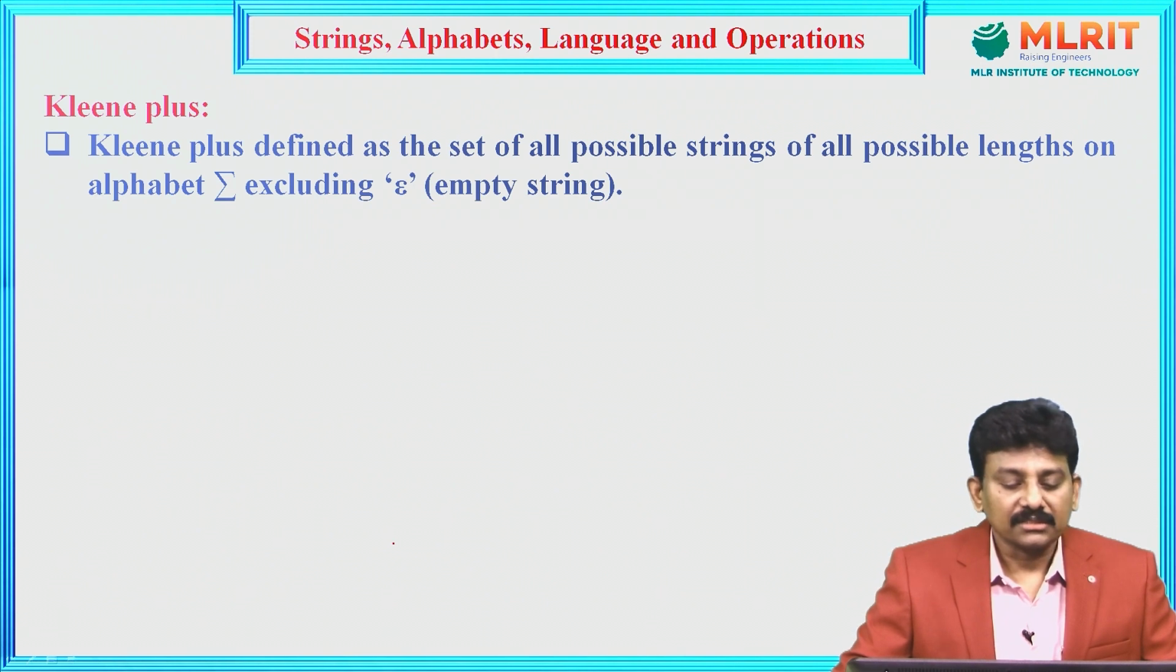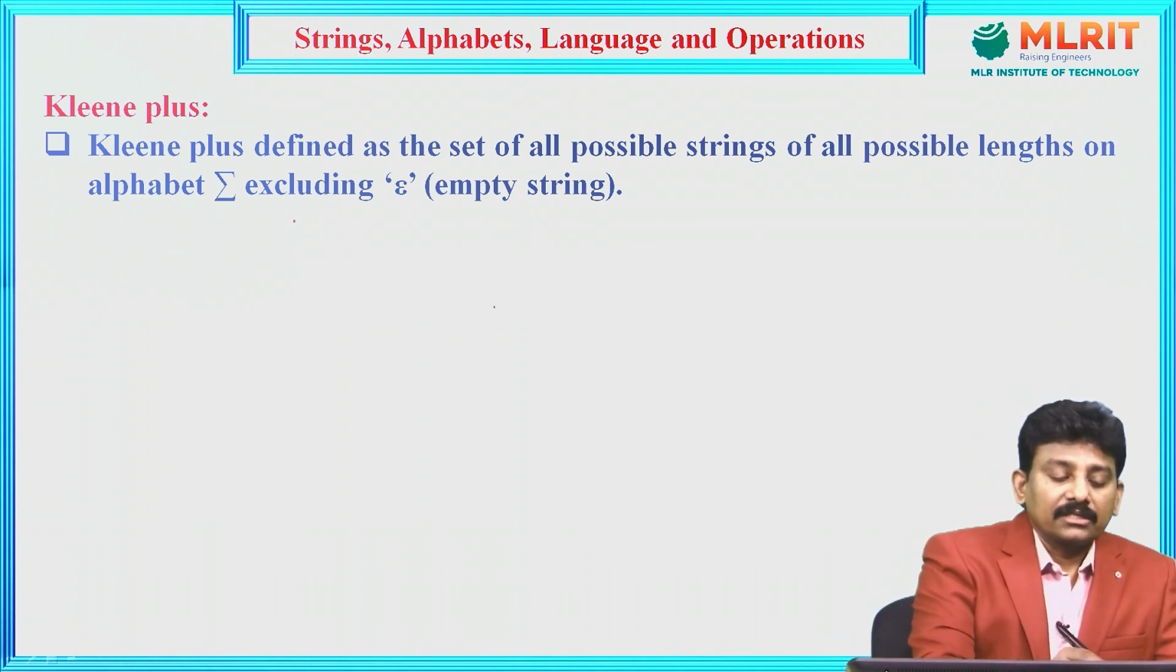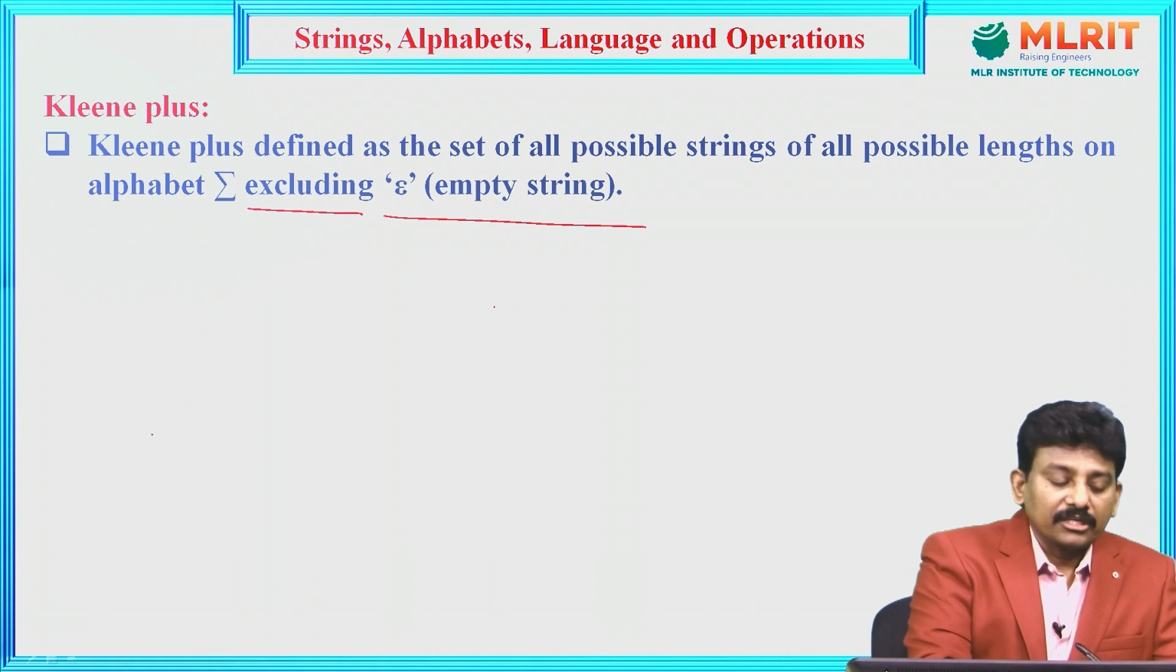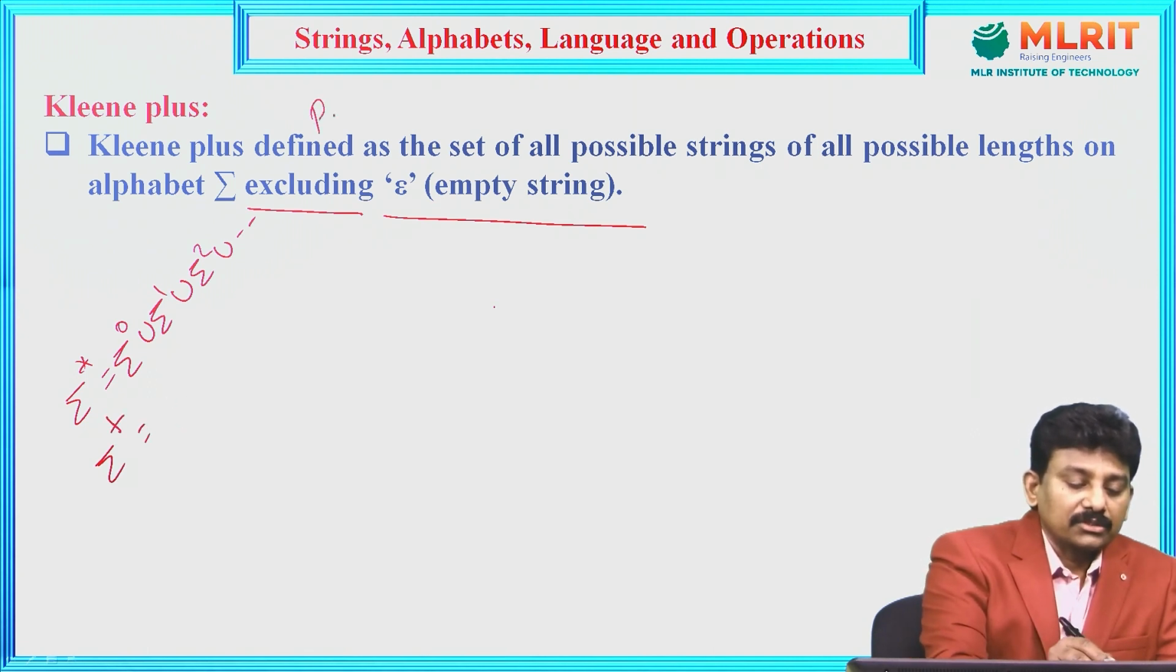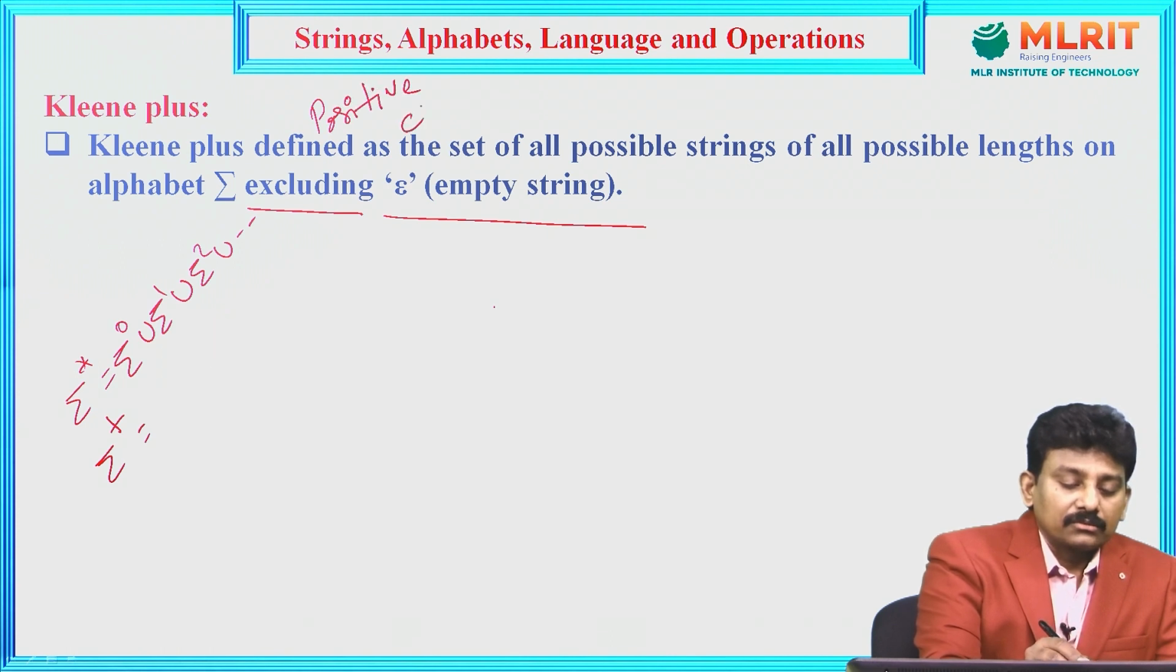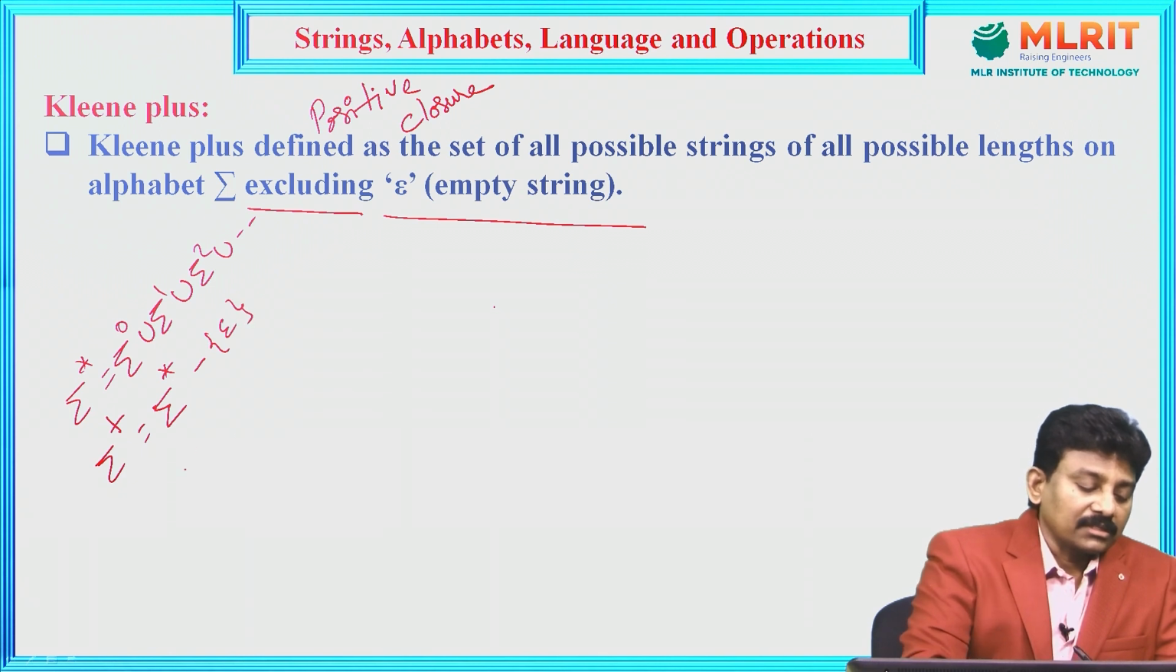Kleene plus is defined as the set of all possible strings of all possible lengths on alphabet sigma, excluding epsilon, the empty string. Sigma star is sigma power 0 union sigma power 1 union sigma power 2 union and so on. Sigma plus, that is Kleene plus, is also called positive closure. Sigma plus is sigma star excluding epsilon. Also you can write sigma plus is sigma star minus sigma power 0.